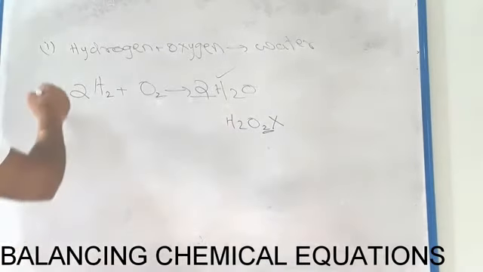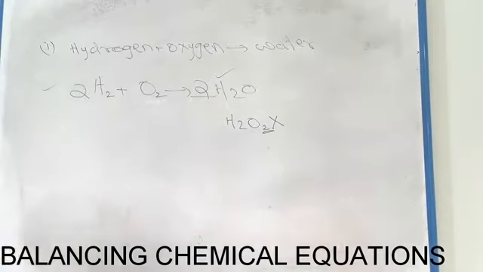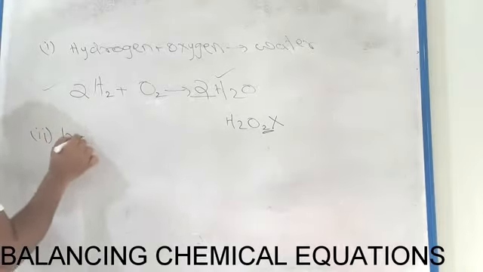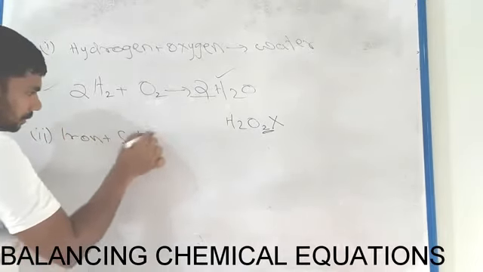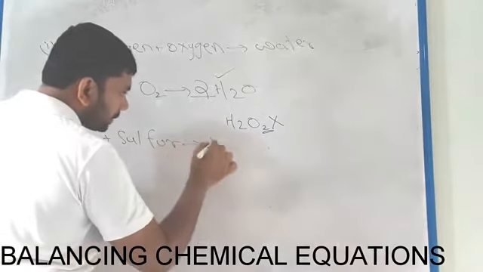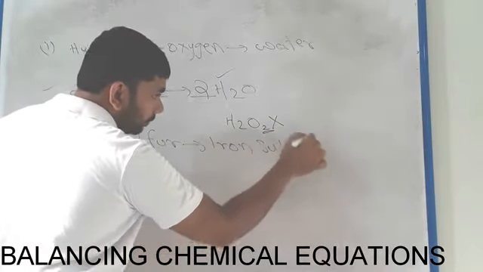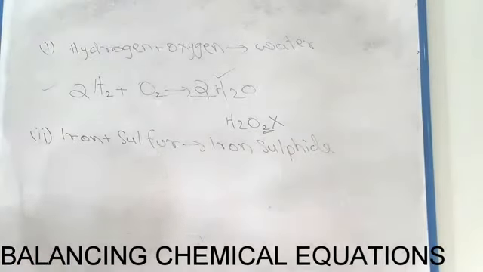This is balancing water. The balanced equation for water: hydrogen plus oxygen giving water. Another one, the second one: iron plus sulfur giving iron sulfide. Iron sulfide, okay, sulfide, not sulfur. Sulfide means sulfur with a charge, that is sulfide.